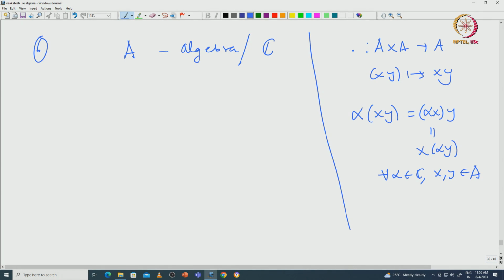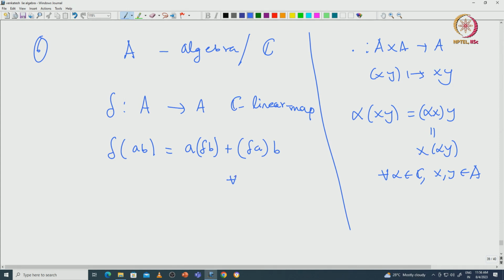Now, because of this, I will be able to define derivation on A. What is a derivation? A derivation on A is a C linear map that satisfies the Leibniz rule. If you take the product, delta of AB equals A delta B plus delta A B. This is the usual rule that you see in calculus, but here we are writing it for any algebra capital A. So, a derivation delta is a C linear map satisfying this. This is all I defined already, I am just recalling.